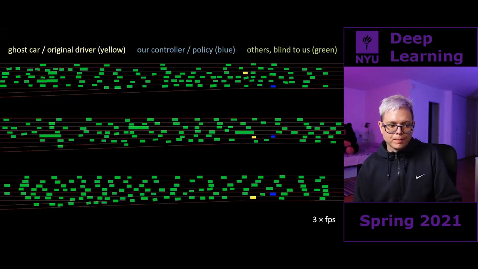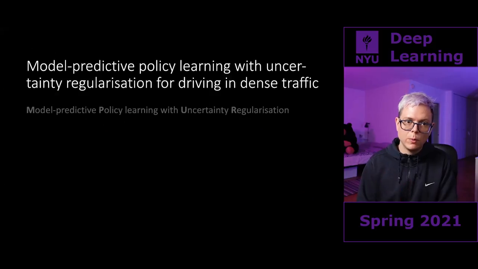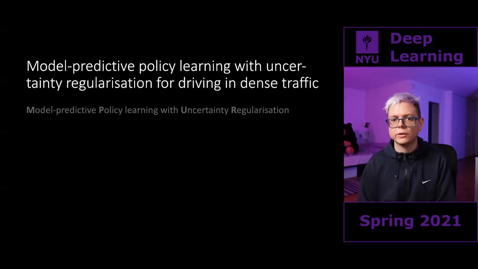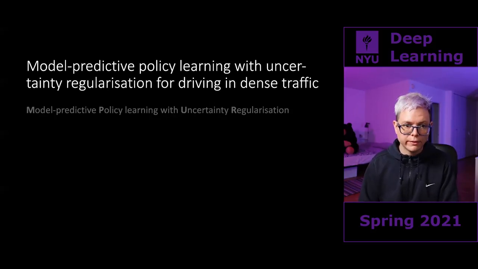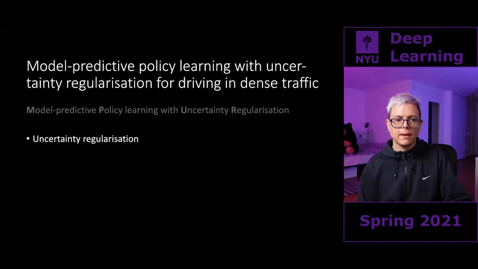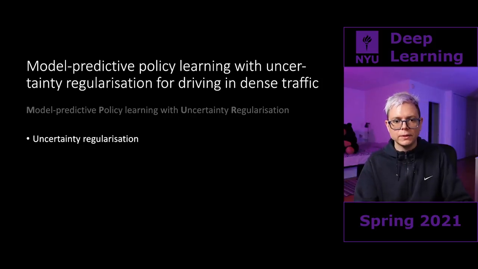Cool. So finally, a recap from the beginning, just to see whether we understand everything, right? So we talked about model predictive policy learning with uncertainty regularization for driving in dense traffic. Especially, there is this minimization of the variance of the predictions in the action space, right? So we try to take actions that are minimizing the variance.